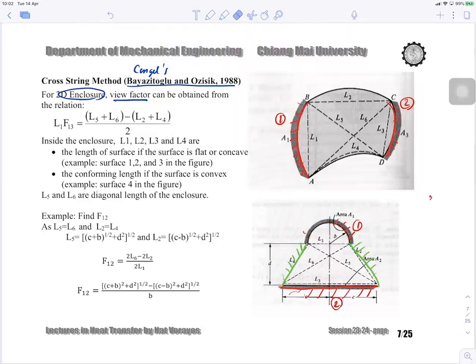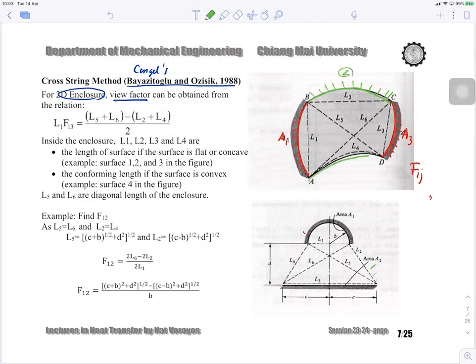When you have the enclosure, the cross-string method can be applied in order to find the view factor. Let me erase this and go back to this one. Well, how do you find it? Once again, you have a surface 1, your surface of interest, and you have a surface 3, also your surface of interest. You want to find the Fij. Let's assume that there is a surface 2, which is a real surface. This is surface 2.